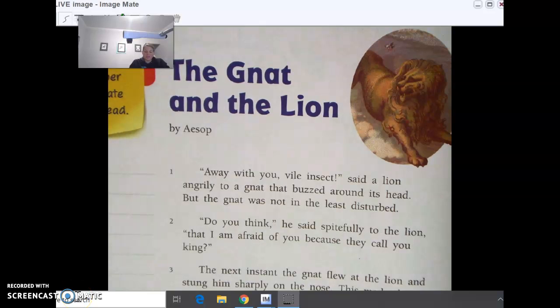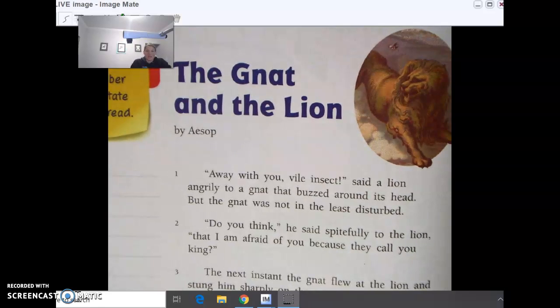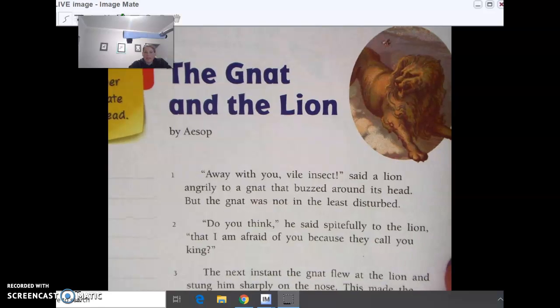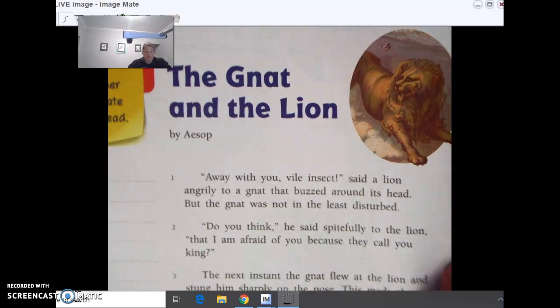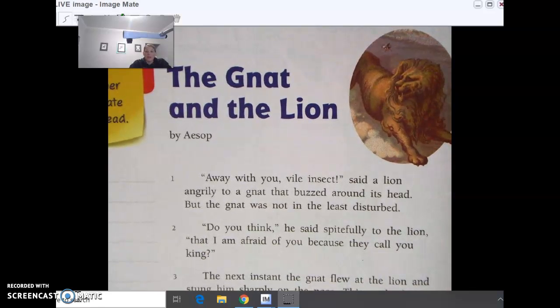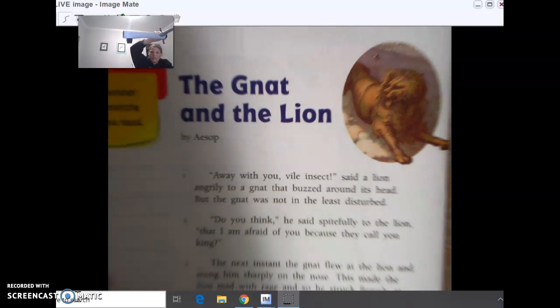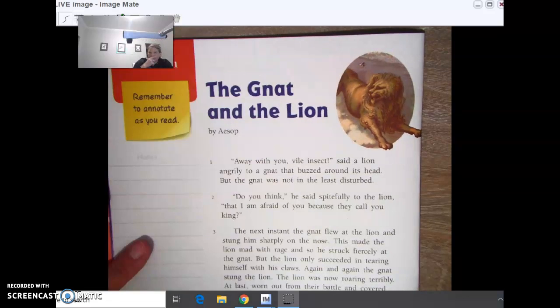Good morning, guys. We are starting our Unit 2 this morning, officially. Yesterday we started it, but today we actually start getting to read a little bit. The story that we're going to read together this morning, I do want you to have your readers out and a pencil and a highlighter, because we are going to annotate together, but it's a short story, and it's called The Gnat and the Lion.